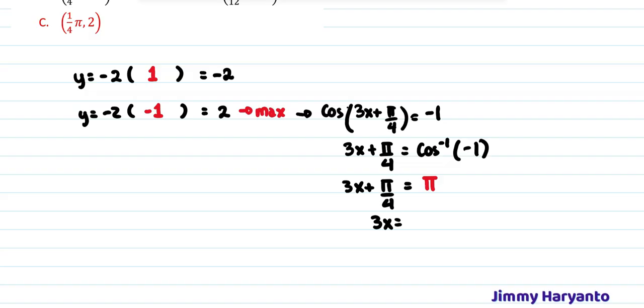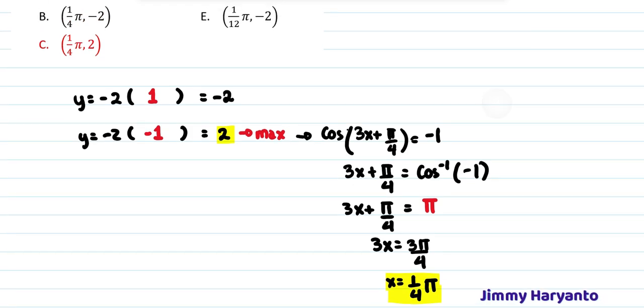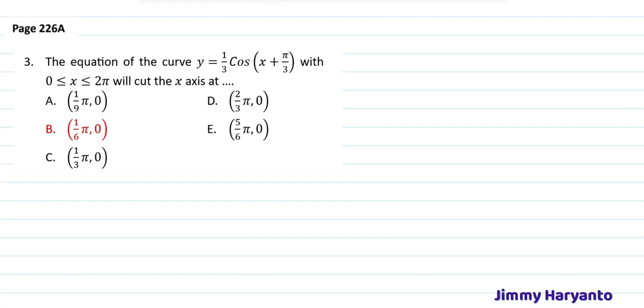And then you move the pi over 4. You'll have 3 pi over 4 right here, 1 minus 1 over 4. And then you divide them all by 3. You'll have 1 over 4 pi for the value of x, and 2 as the value of y. That means C.